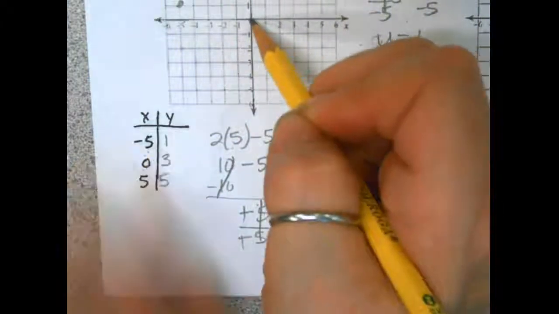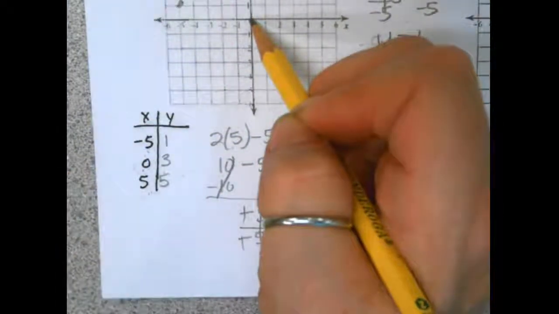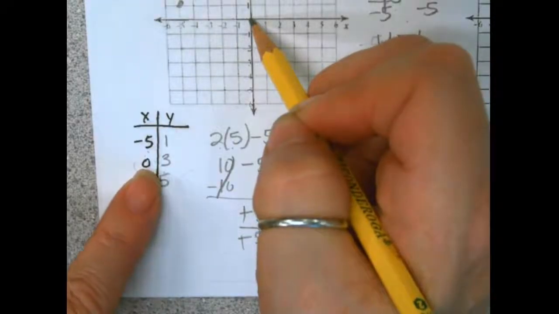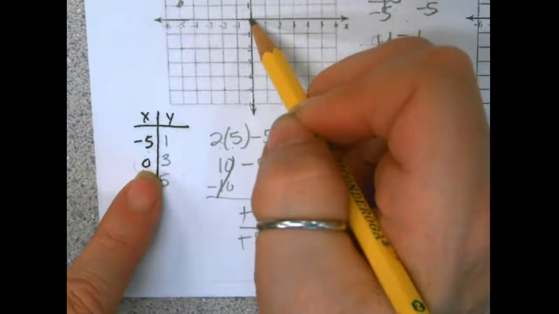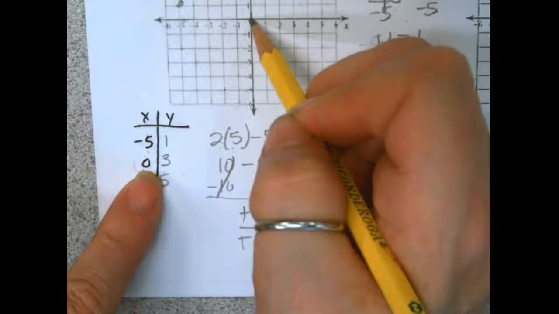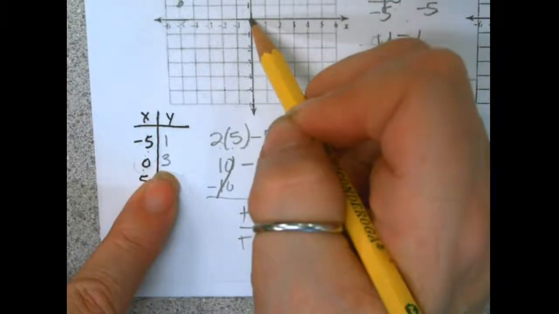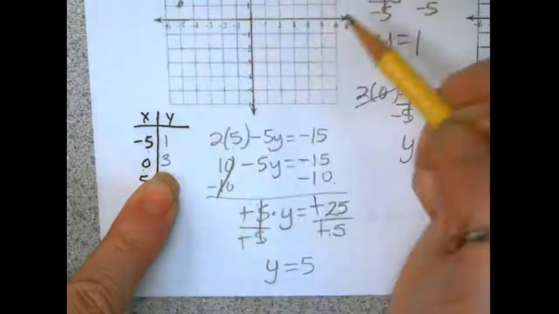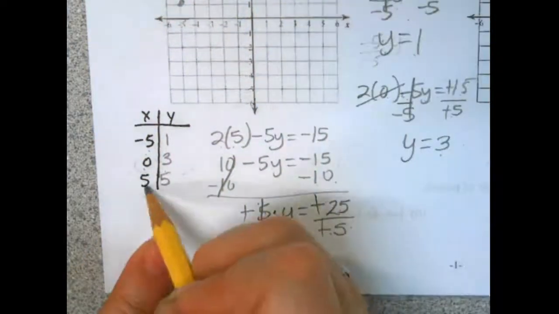Back to my point of origin. I always go back to my point of origin when I'm graphing. What is my x value this time? 0. So I don't move left or right, right? How about my y value? Up or down? How many? 3. Up 3. Bam. Last one, 5, 5.